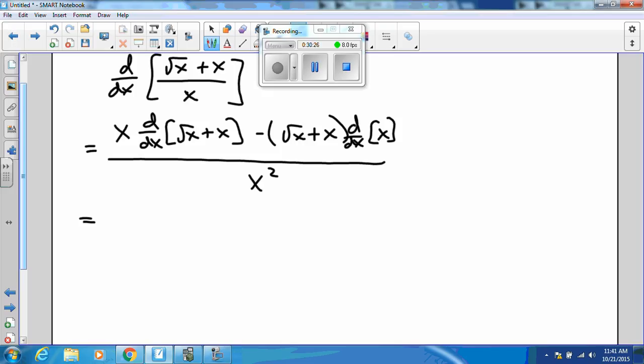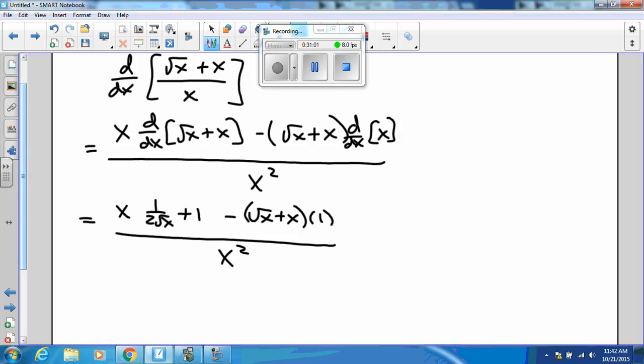I've got the plus x and that. So carry on. Will said he'd carry on from here. x, 1 over 2x, 1 over 2 radical x plus 1 minus radical x plus x times 1.